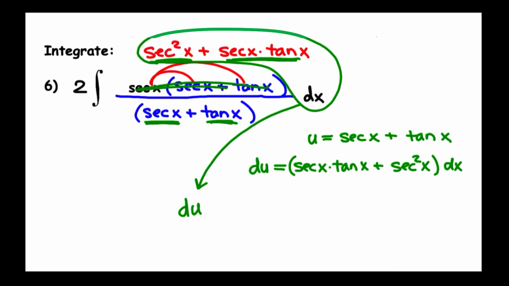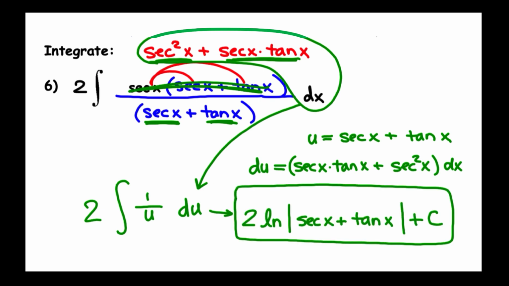Remember, this got rewritten. We have 1 over u and a 2 out front. So the answer is going to be 2 natural log of u plus c. Remember that u is secant of x plus tangent of x, and don't forget your absolute value and your plus c. Good job.